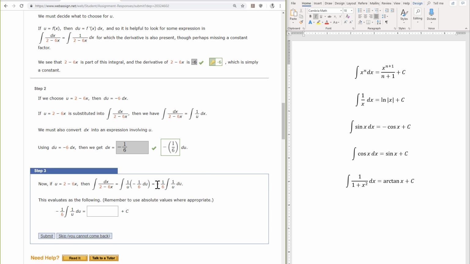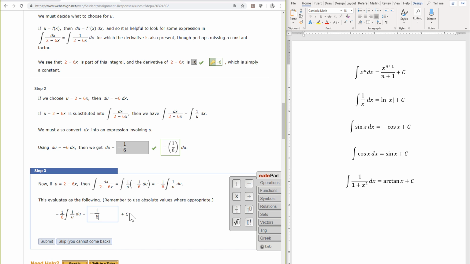Okay, so this integral now becomes negative 1/6 times the integral of 1 over u du. The integral of 1 over u du is the ln function, and so we have negative 1/6 times the ln of, they want us to make sure that we use our absolute values, so this is going to be the absolute value of u, plus c.